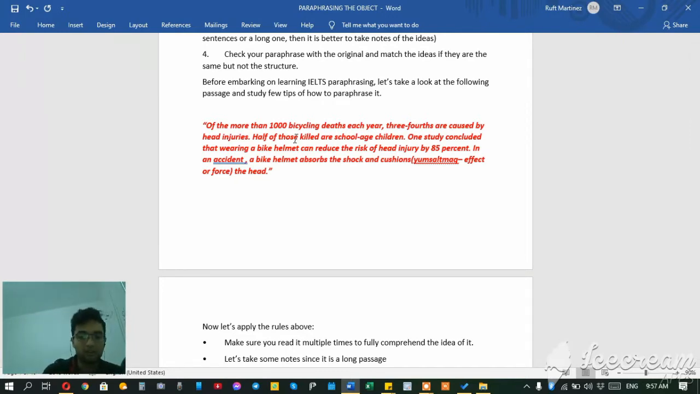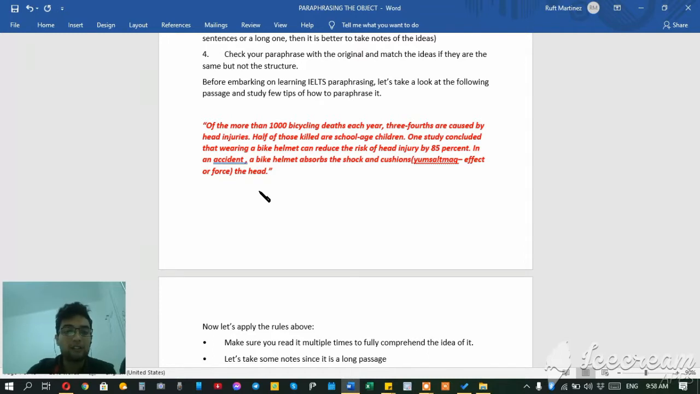So you can use this note, since it's a long passage. You can say that the cause of the death is head injuries, mainly, mostly. Why mostly? Because it says 3/4, which means mostly caused by head injuries. This is the idea of your sentence. Half of those killed, here killed is a P2, past participle, are school-age children. Okay, it's a very simple sentence.